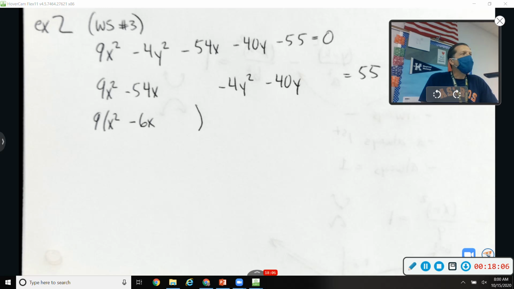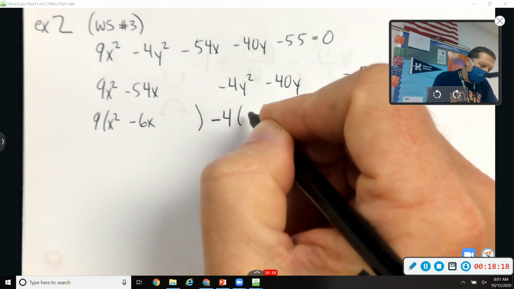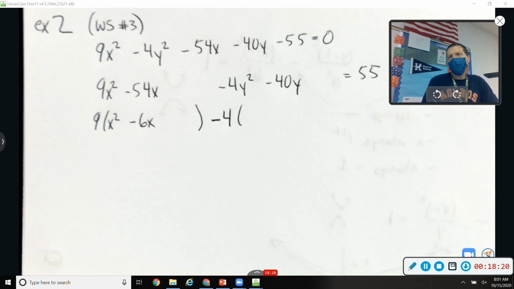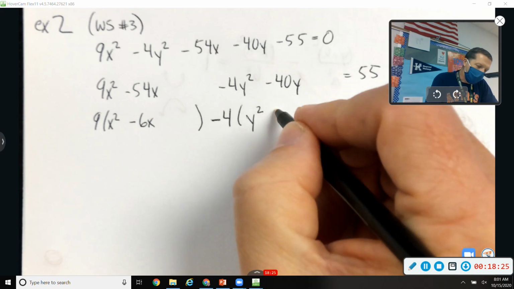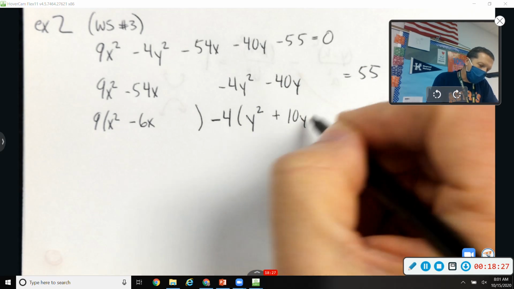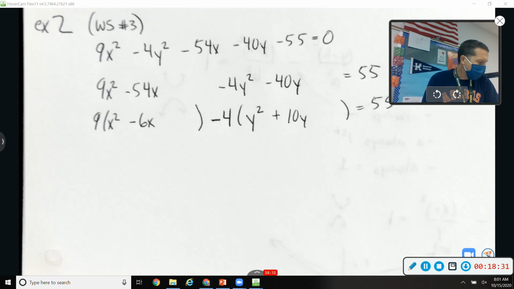What do I need to take out of the second set, though? Don't take out the y, because that'd mess things up. We do take out the 4, but I also want to take out the negative. Because we don't like dealing with negative y squared. We want a positive y squared. So take out the negative, and that'll mean this is plus 10y. Equals 55.